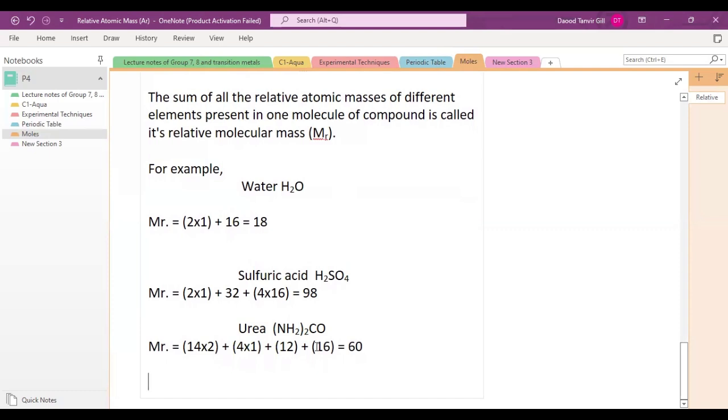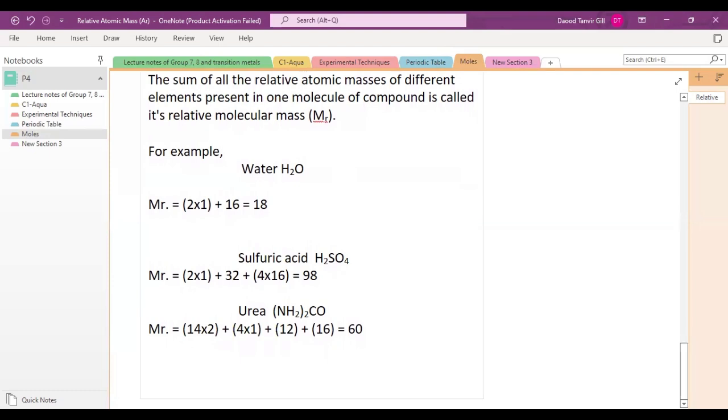Okay. Now we'll do an example of sodium hydroxide. As its formula is NaOH.